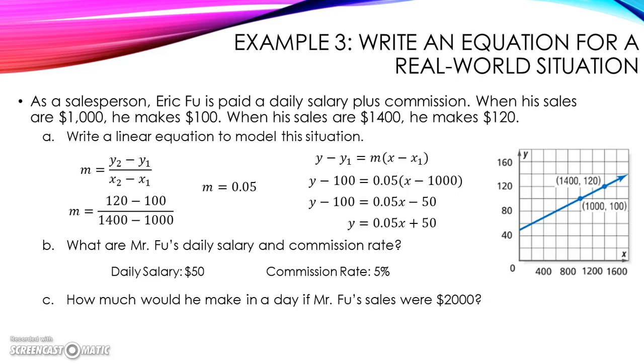How much would he make in a day if Mr. Fu's sales were $2,000? So the idea here is x is 2,000. We're going to substitute 2,000 into our equation. So we do 0.05 times 2,000 plus 50, which gives us 100 plus 50, which is 150. So Mr. Fu would make $150 if his sales were $2,000 for that day.